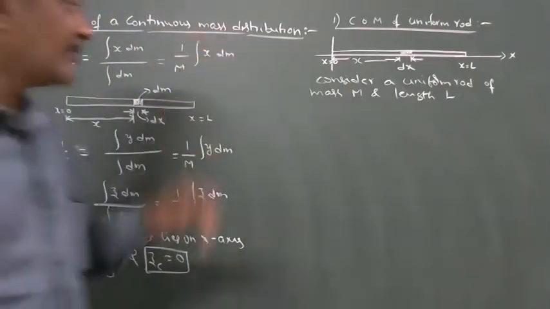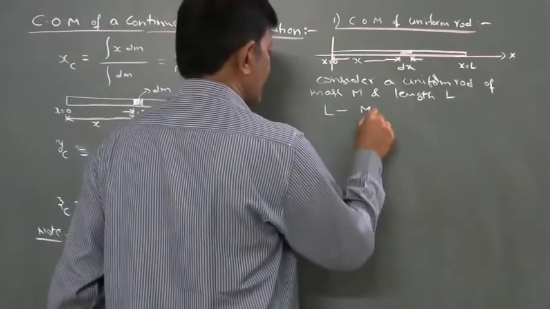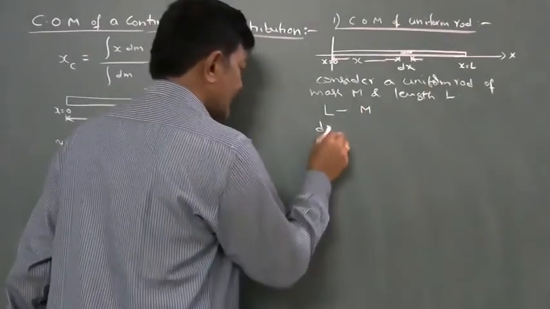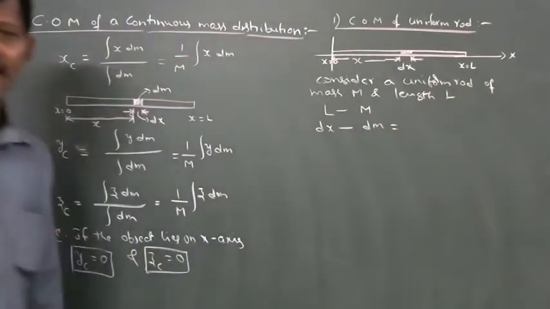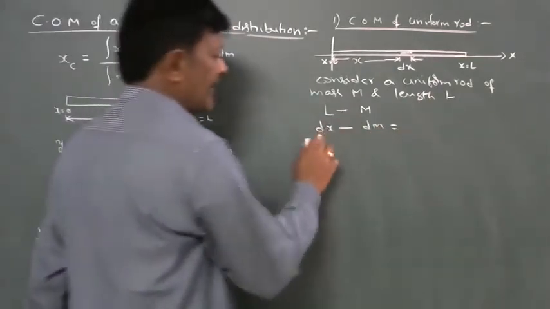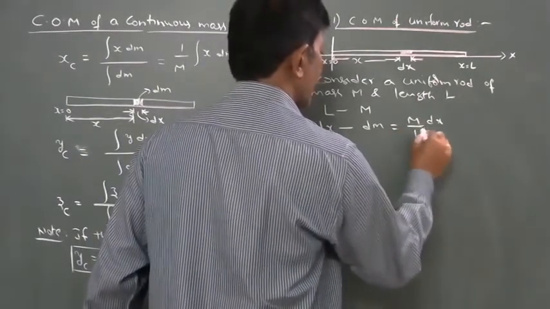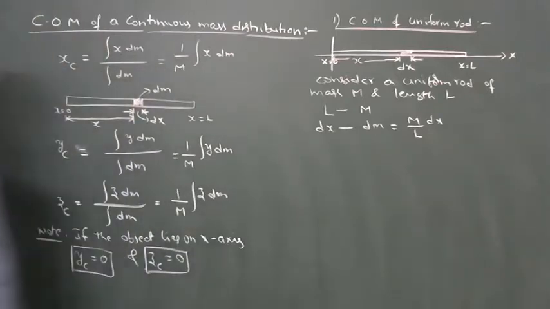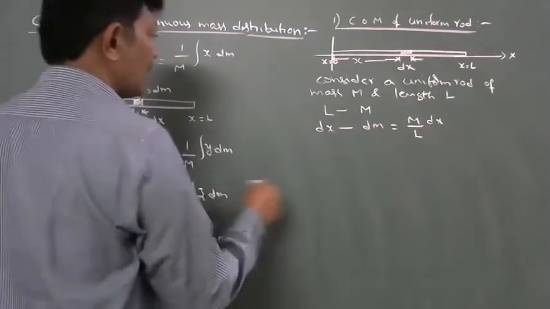For L length, mass is m. For dx length, mass is dm. And then dm is equal to m dx by L. That is dm. Now substitute this dm in this formula.